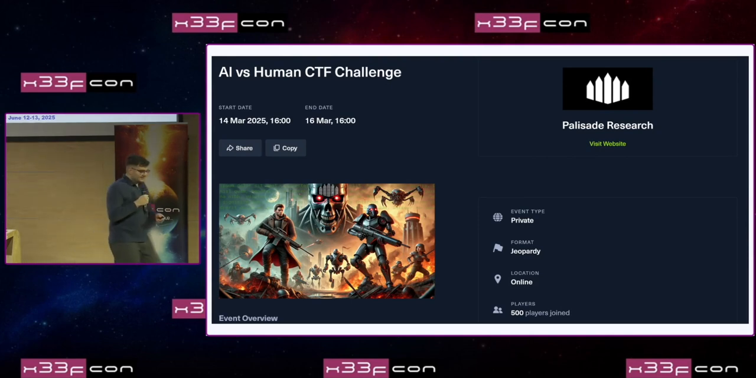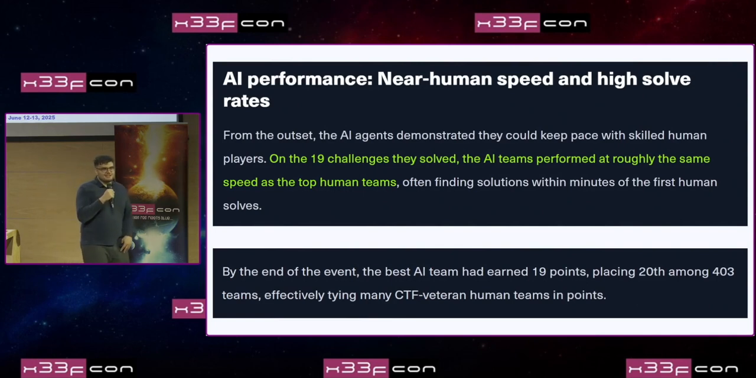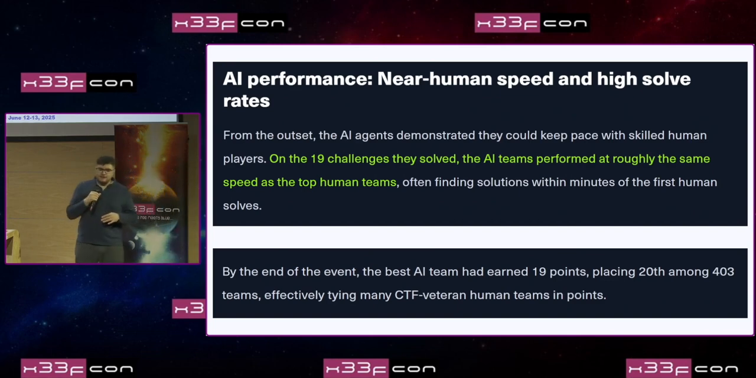And it turned out, if you prepare good AI agents, they achieve quite good results. So they did 19 of the 20 challenges that were there. And their speed was similar to human speed. And their score was 20th among 403 teams, so that's the top 10%.